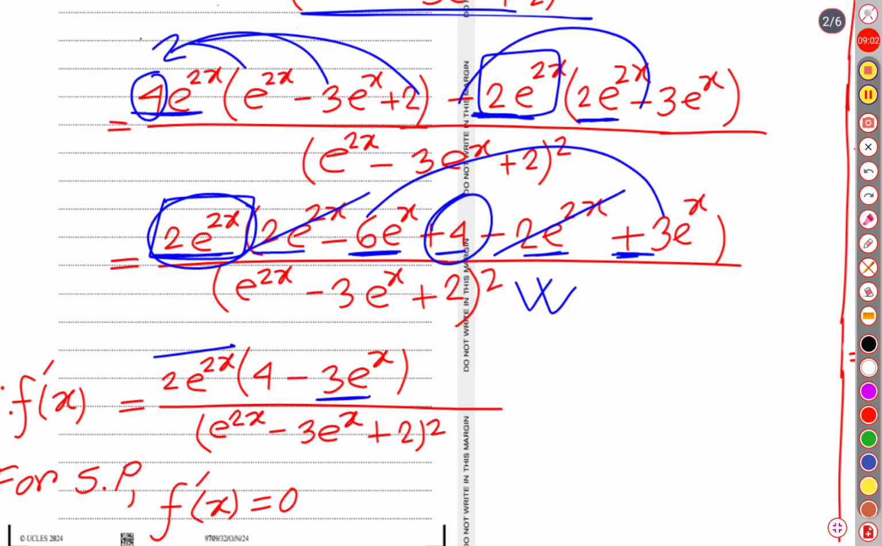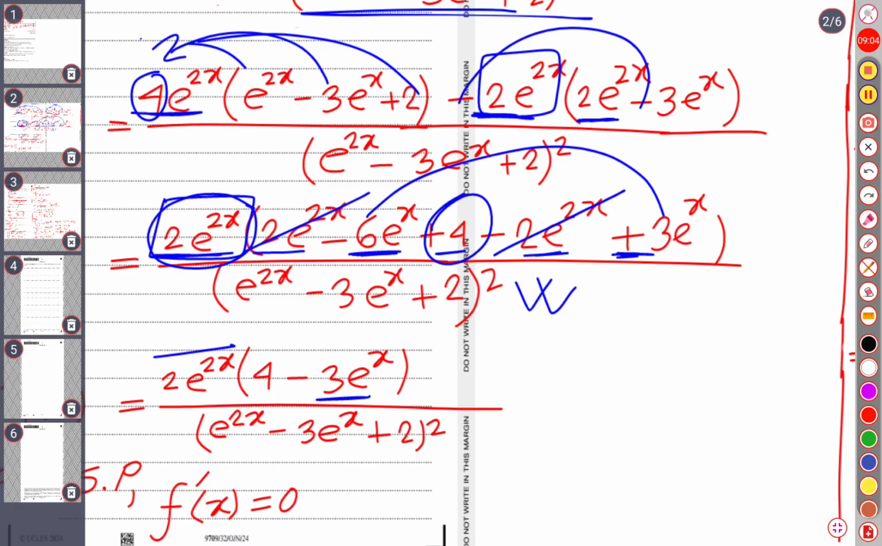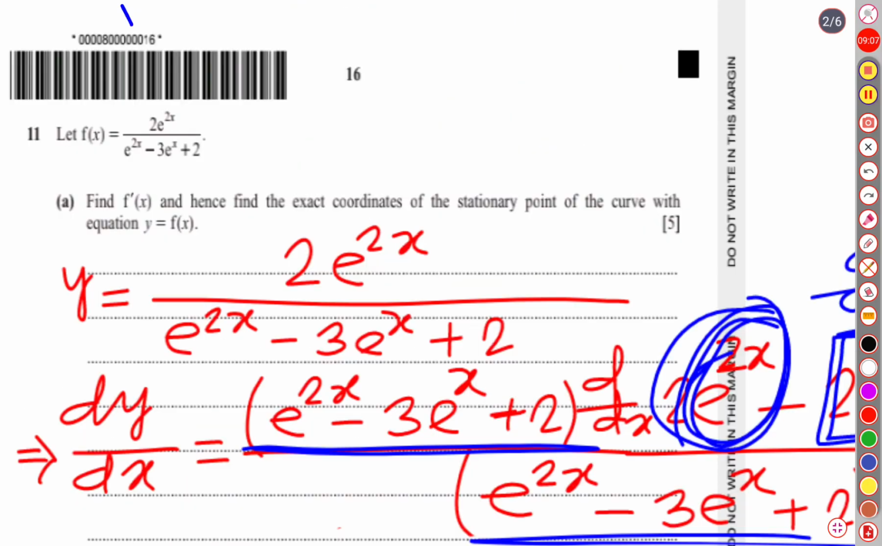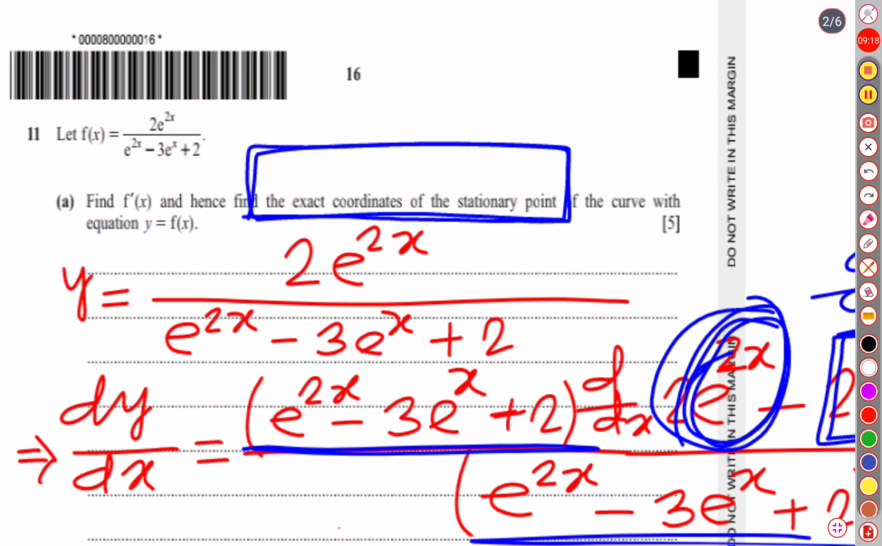Now we should not be deviated from the question. Let us see, the question told us to find the exact coordinates of the stationary point. So once again I am repeating that for a stationary point the derivative is equal to 0. We have already found the first derivative f prime x. Remember, the relationship between stationary point and first derivative is 0. That means for a stationary point, either maximum point or minimum point, our derivative will be 0.